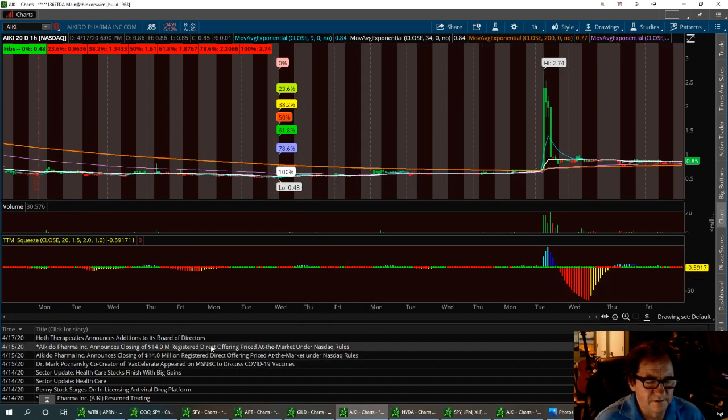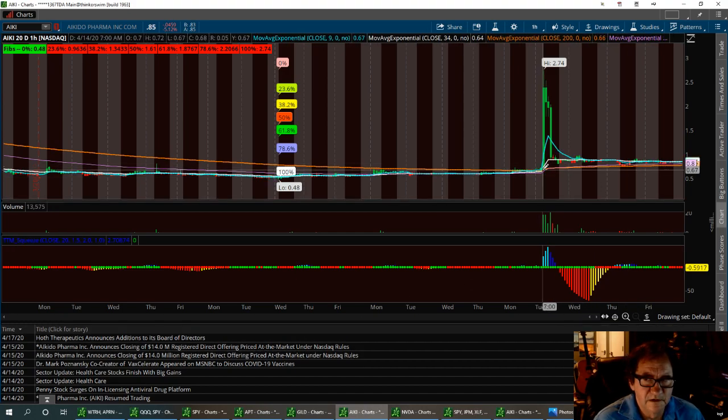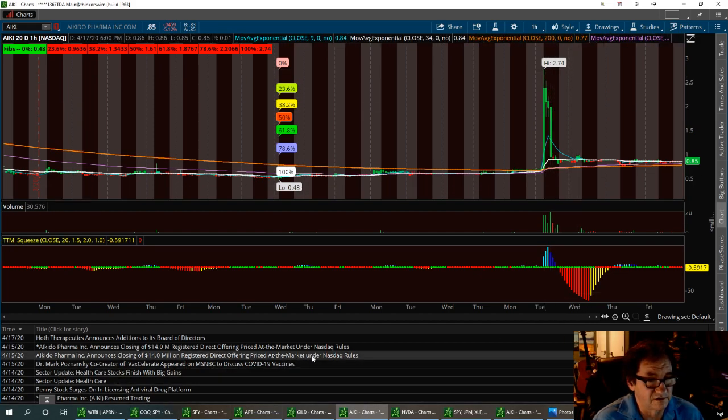An offering in general, there are different kinds of offerings, and you need to do your homework on that and find out what's a good offering or what's a bad offering. But it did have a nice little bounce. I mean, it's not going to stay long because it's just a closing of an offering, but it does cause people to want to get into the trade.